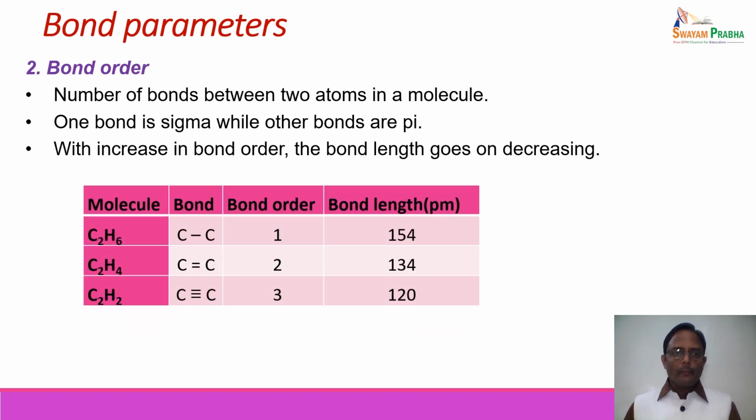Take an example of three molecules: C2H6, C2H4 and C2H2. These are ethane, ethylene and acetylene. Now ethane has a C-C single bond, ethylene has a C=C double bond, and acetylene has a C≡C triple bond. So bond order goes on increasing from 1 to 2 to 3, but the bond length continuously goes on decreasing from 154 picometer to 134 picometer in case of ethylene to 120 picometer in case of acetylene. So multiple bonds lead to closer approach of the atoms, leading to reduction in the bond length.